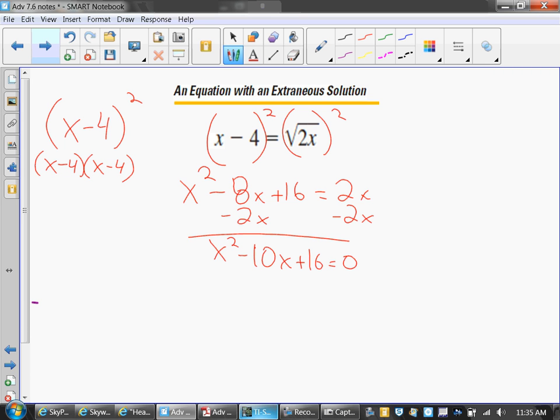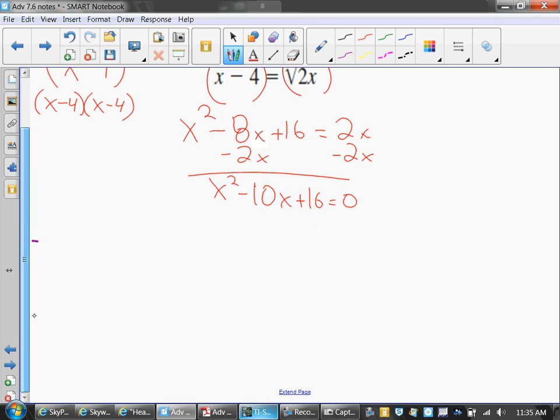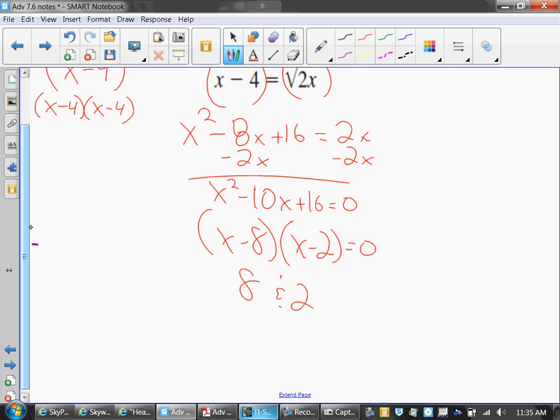So this is setting up to be a problem where you have to solve for your zeros. So what times what is 16 that you add together to get negative 10? Yeah, both negatives. Good. Negative 8, negative 2. So that means your possible zeros are 8 and 2. So you just have to check to see which one works. Do they both work? Do none of them work? That kind of stuff. So go back to the original equation.